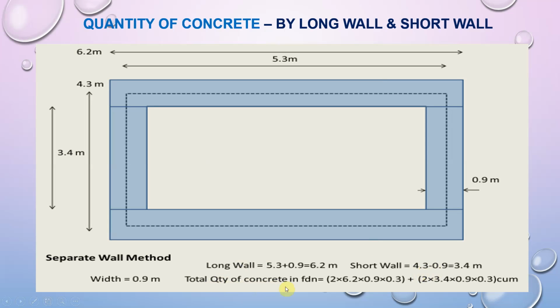Therefore the total quantity of concrete in foundation will be 2 into 6.2 into 0.9 into 0.3, as there are two long walls, that is 2 into 6.2 into width of PCC into thickness of PCC, plus again there are two short walls, therefore 2 into 3.4 into 0.9 into 0.3 cubic meter. In this way we can calculate the quantity of concrete by the long wall and short wall method.